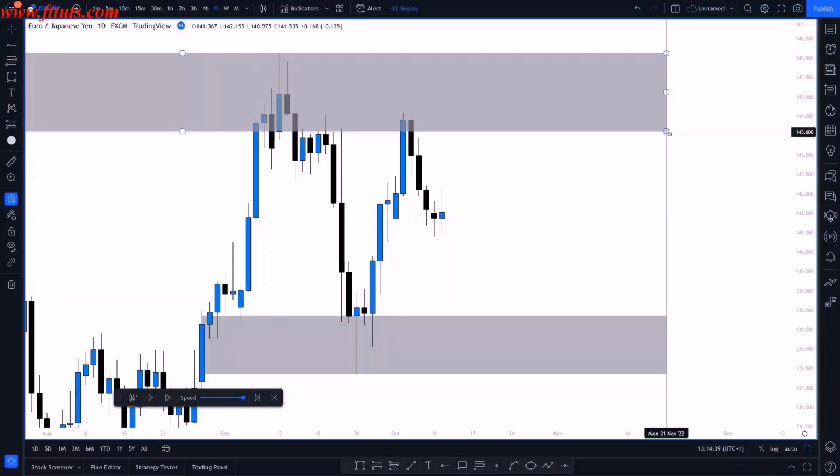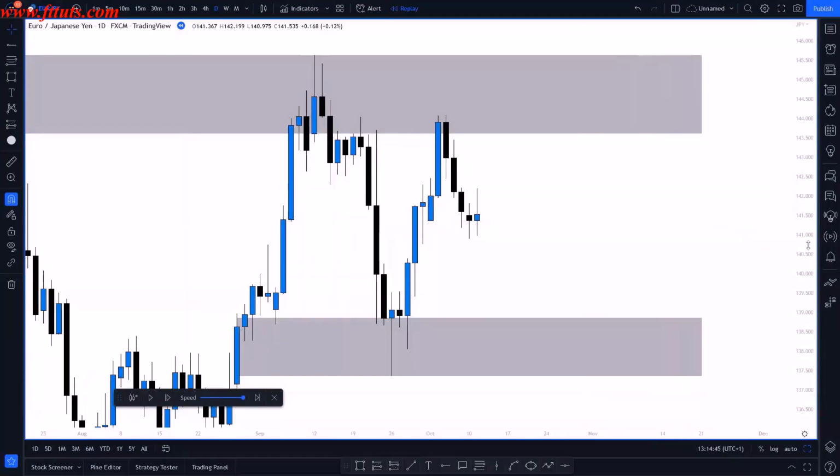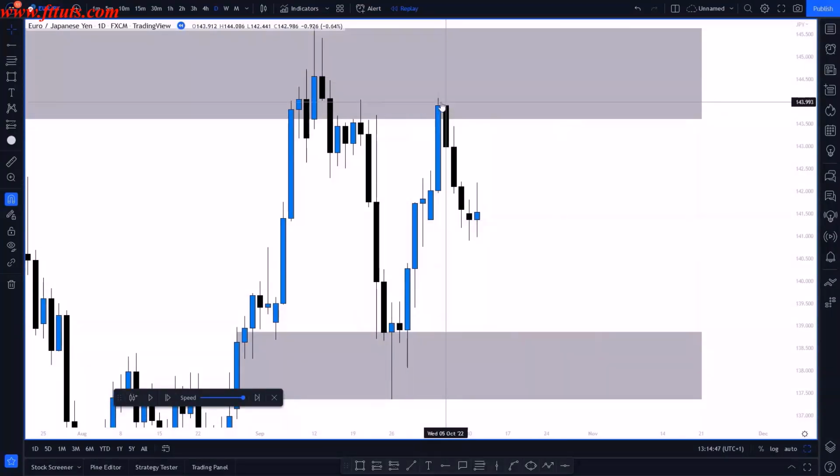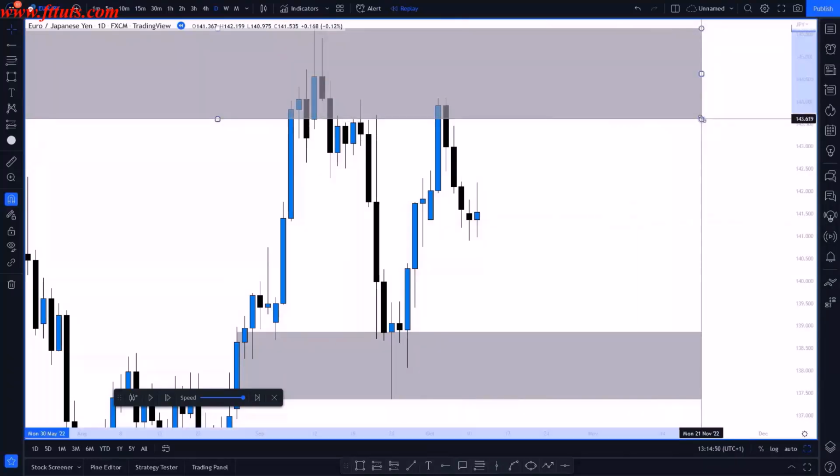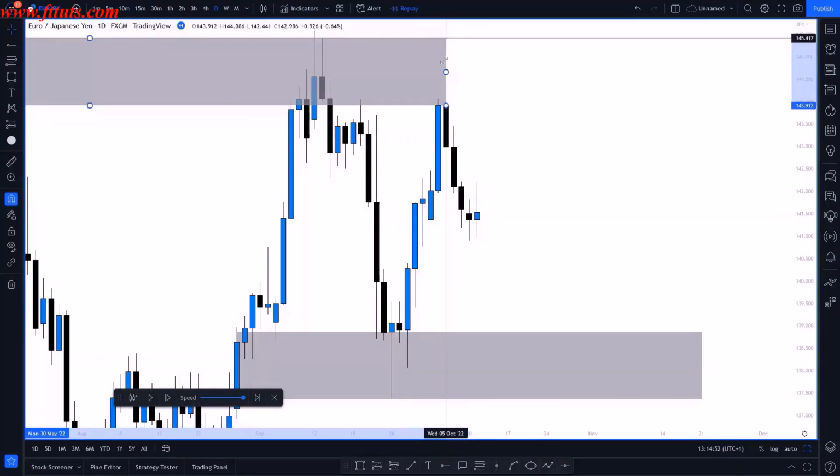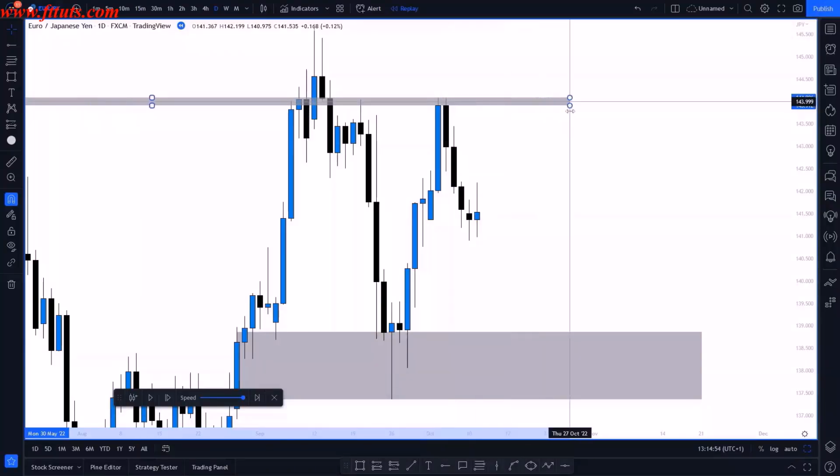What you need to draw on the daily, first of all, is the previous week's high and low zone. So it's pretty much, as I'll show you right now, just the space up here. So the high zone for the previous week was that right there. So that was the previous week's high.